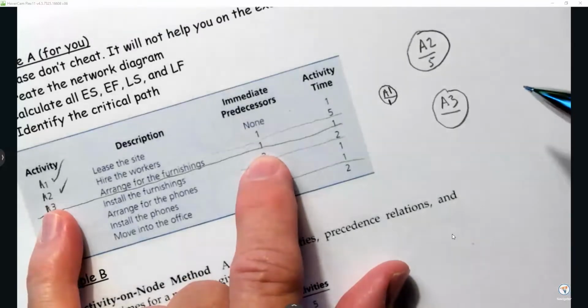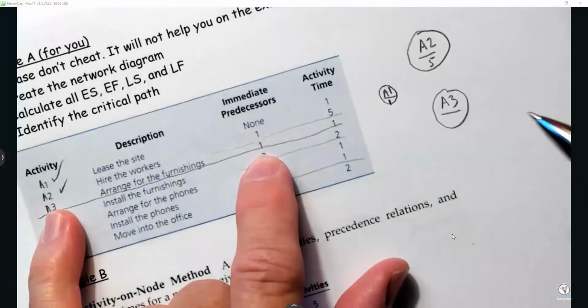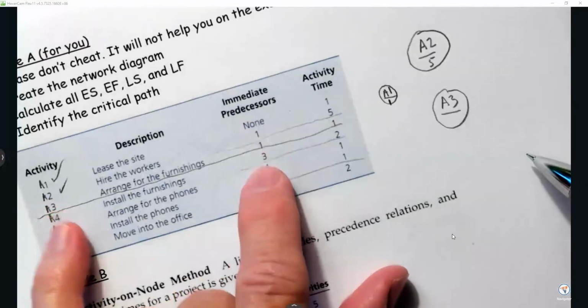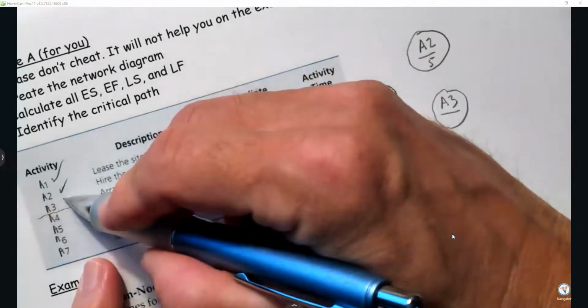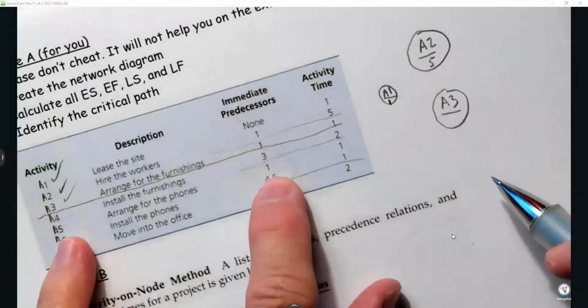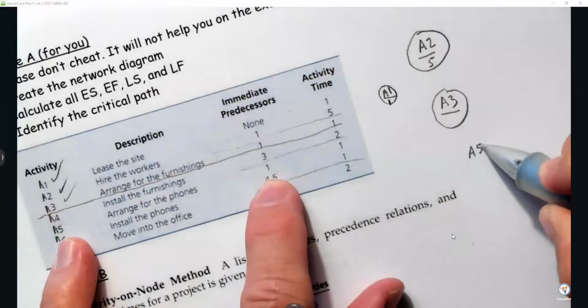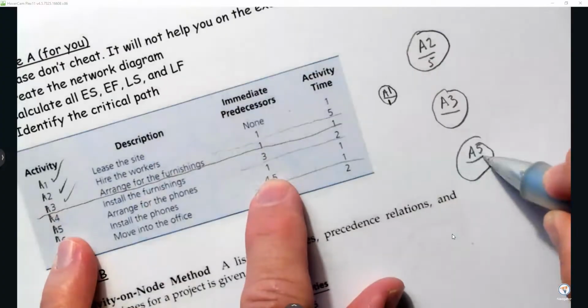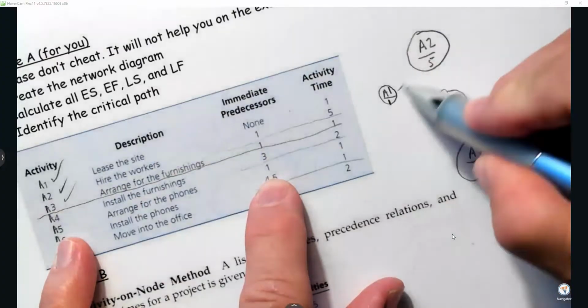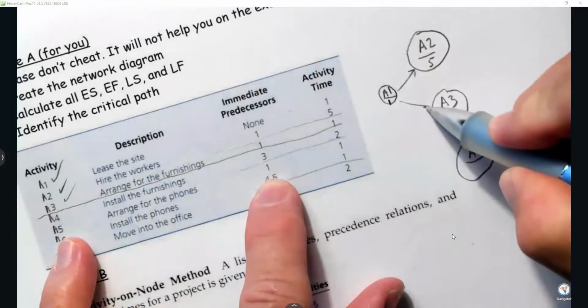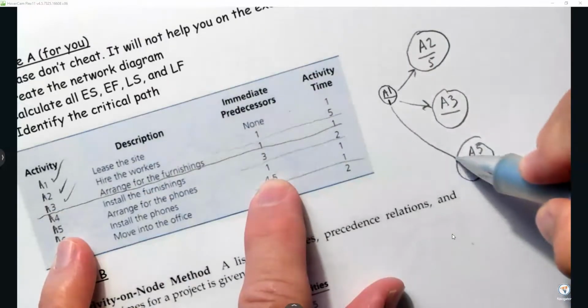That's my printer. I'm not going to worry about the times right now. I can do that later. And so I got that one taken care of. And I say, oh yeah, look at here. A5 also comes from A1, so I write A5. Don't worry about the times. And so they all come from A1.